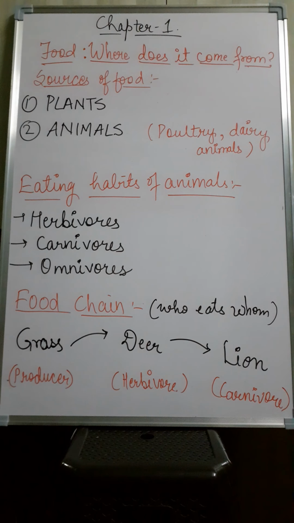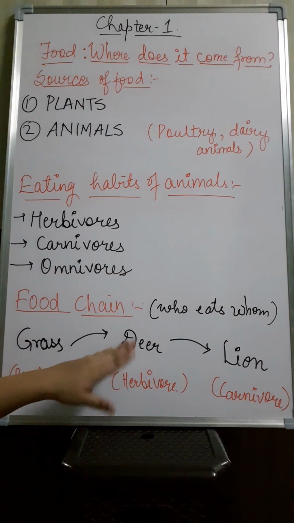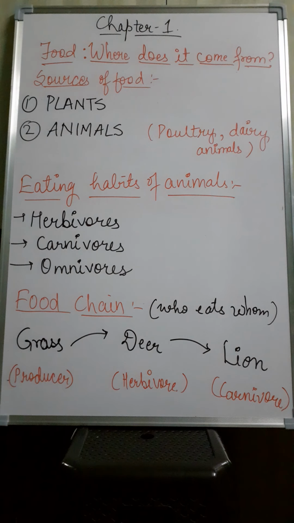And the second function of the food chain is that with the food transfer, energy is also transferred from one level to the next level. For example, whatever amount of energy is present in the grass will get transferred to the deer, and from the deer the energy will get transferred to the lion. So the food chain performs two major functions. First, it transfers the food from one level to another, and second, it transfers the energy from one level to another.